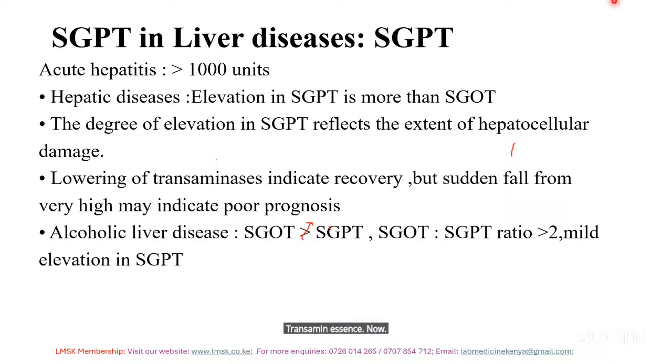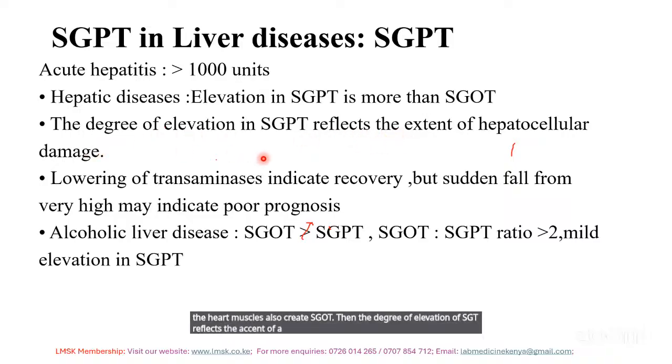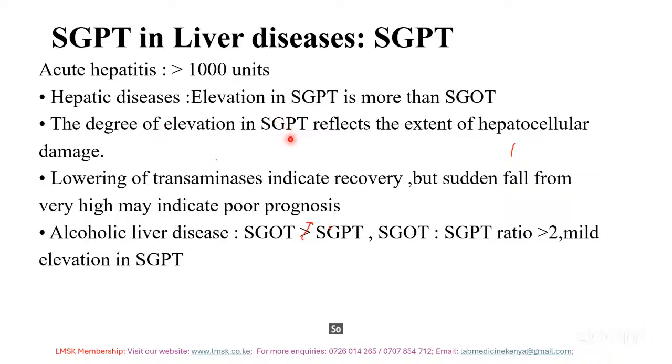Now, SGPT is also raised in acute hepatitis, where you can find values going up to 1,000 and more. It can also be raised in hepatic diseases. You find that there is more SGPT than SGOT, because SGOT is influenced by other things, as I mentioned: the heart muscles also secrete SGOT. Then the degree of elevation of SGPT reflects the extent of hepatocellular damage. So this one is very specific to the liver.